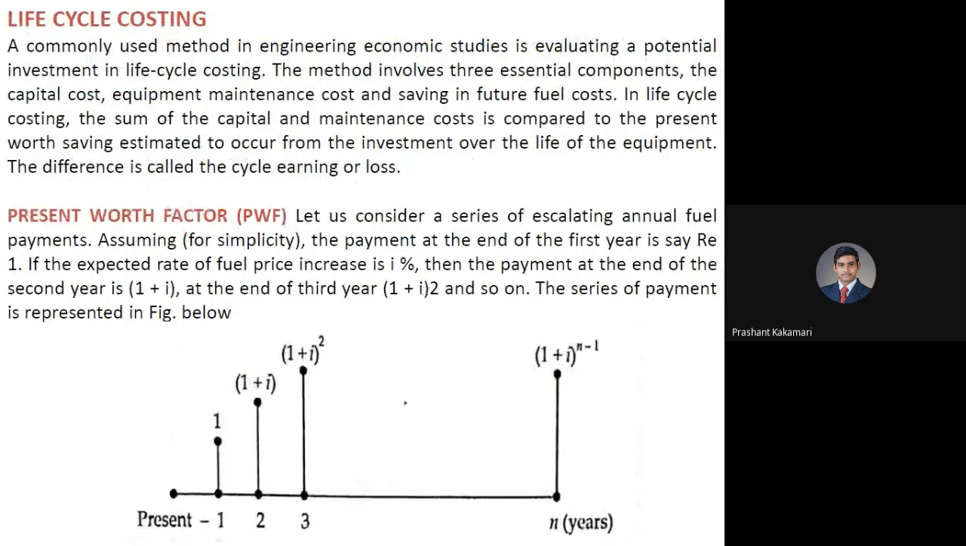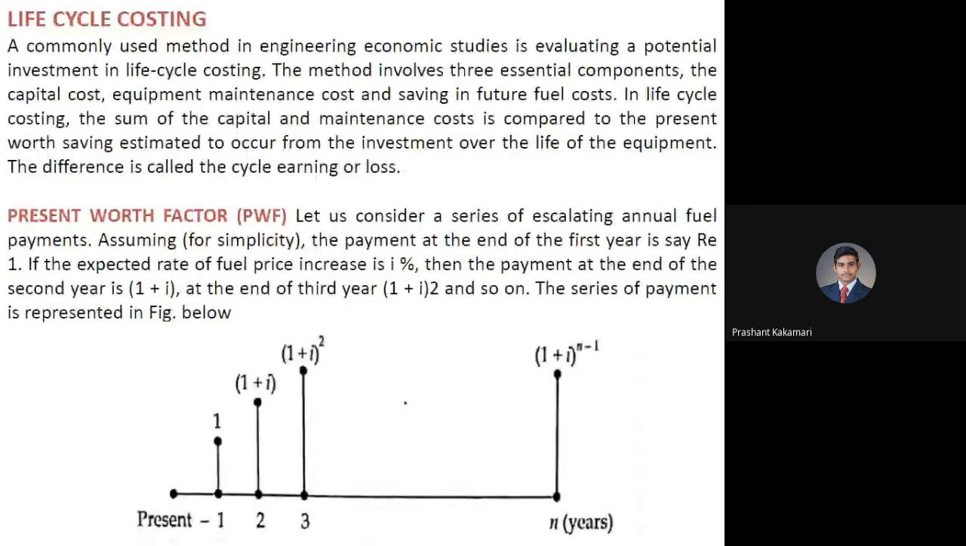So next, you can see the life cycle costing, how we are going to calculate. This is all a common method in engineering economics, savings. All these can be found out after its life cycle. So that value we are calling life cycle costing. You can see that the method involves three essential components: capital cost spent, equipment maintenance cost, and savings. Savings is nothing but either saving on the fuel cost or the profit from the solar system. So all these costs, if you take and analyze, then I can tell it as life cycle costing.